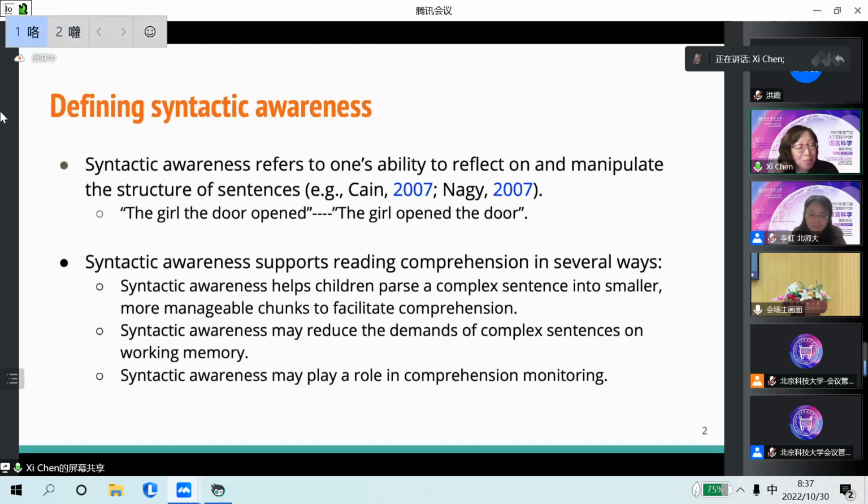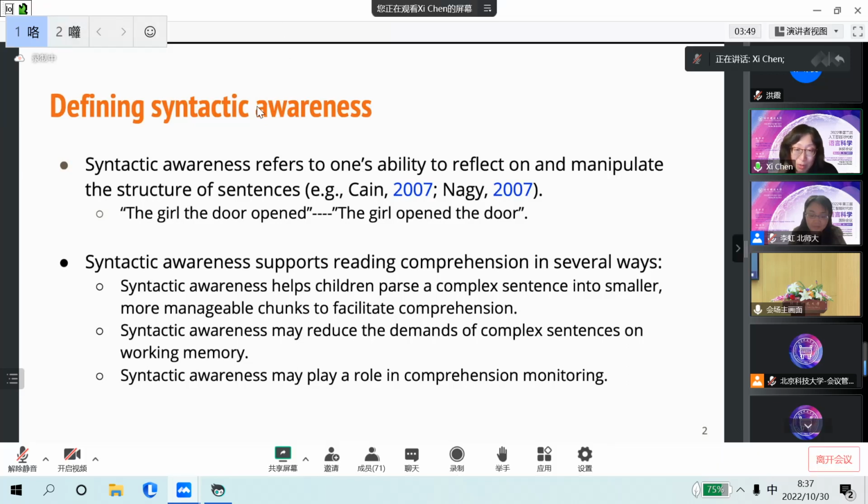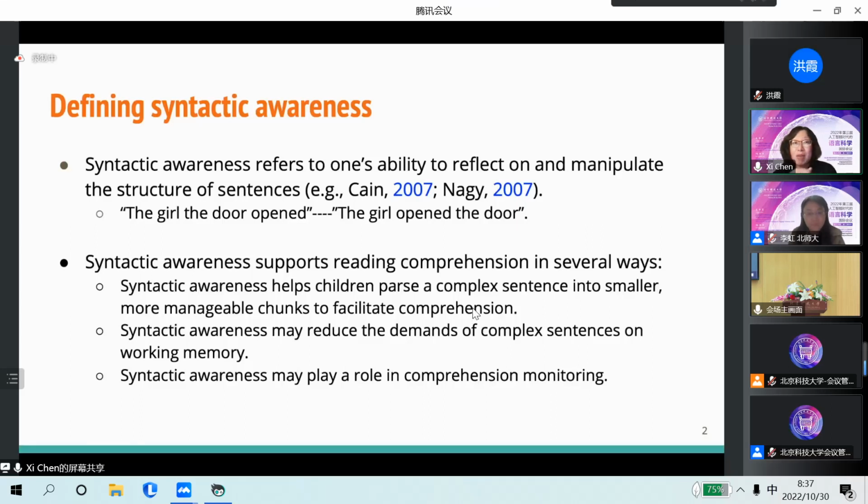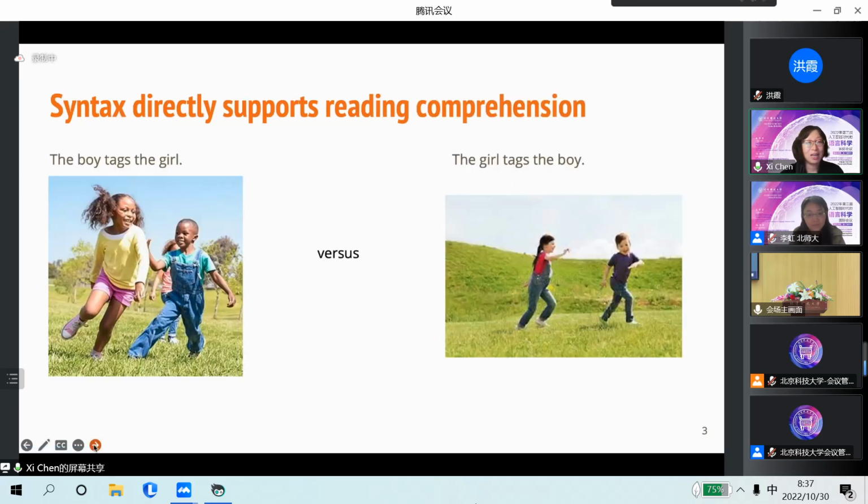Okay, and then syntactic awareness may also play a role in comprehension by allowing children to monitor their comprehension. We call that process comprehension monitoring. So when something goes wrong in a sentence, you realize, oh, this part is not grammatical, it doesn't make sense. So let me go back and read it again. It allows you to have a sense of how the order is supposed to be, allows you to monitor your own comprehension. Okay, good. So these are just illustrations of the same points.